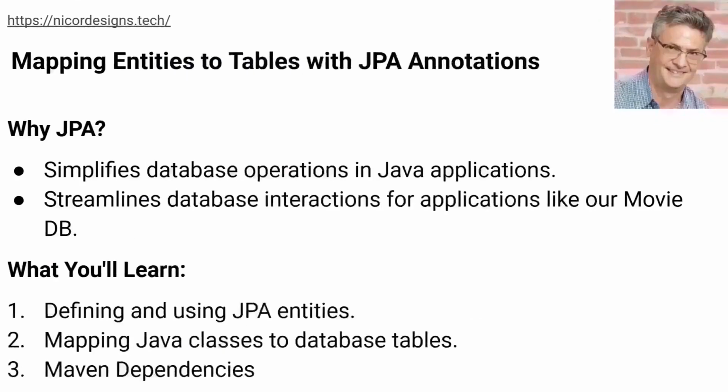In order to map our entities to tables with Java Persistence API annotations, we need to understand why we use JPA, because it simplifies database operations in Java applications and streamlines database interactions. So we'll look at defining and using entities. We'll look at mapping our Java classes to database tables, and we'll look at what Maven dependencies are needed.